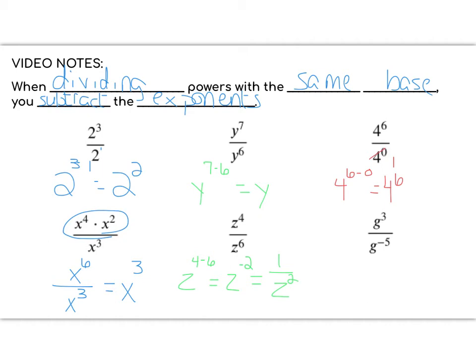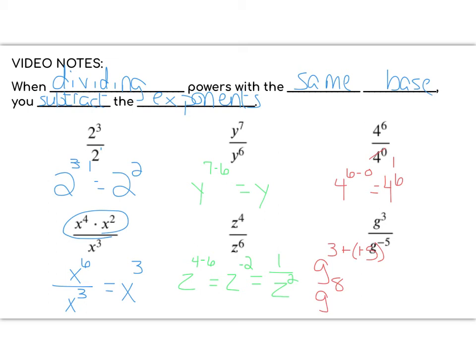Okay, look at the next one. There's actually two ways to show this next one. I'm going to show you both. You're going to get the same answer either way. So the first way is just using my division rule. When I'm dividing exponents or powers with the same base, I subtract the exponents. So this is G to the 3 minus a negative 5 because I'm subtracting the exponents. Well, minus a negative becomes plus, and this becomes G to the 8th.